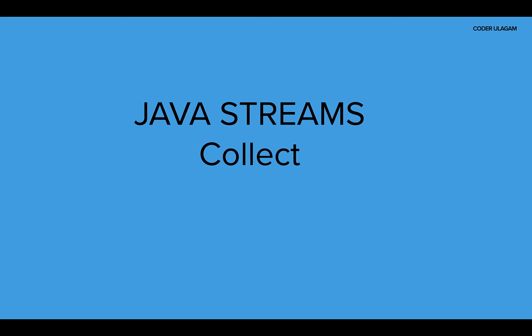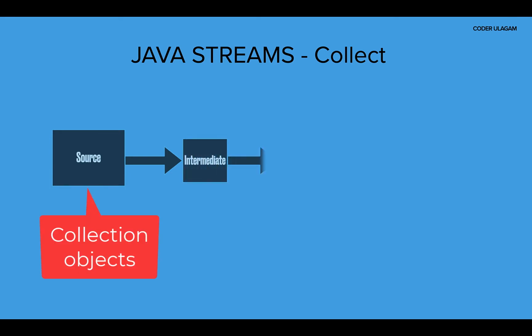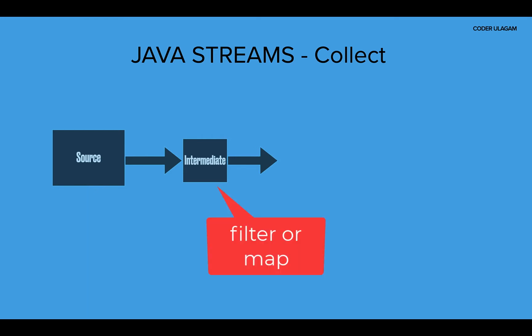In this video, I'll explain how to use the collect framework in Java streams. Java streams has a source. Source is nothing but your input list of objects or input list of strings, or any source of stream objects. What we are going to do is operate on this collection of objects and then apply a filter or map in the intermediate operators.